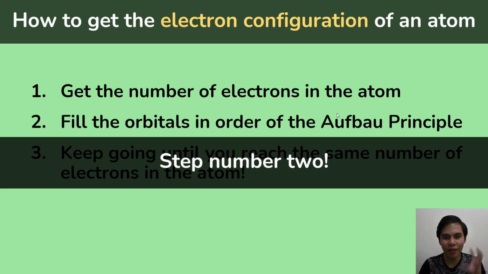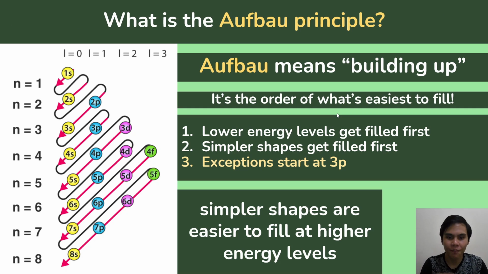Next step, once you have the number of electrons in the atom, is to fill the orbitals in order of the Aufbau principle. This sounds complicated, but this is easier with pictures. So what is the Aufbau principle? Aufbau is just a complicated term, a German term if I'm not mistaken, for building up. So it's a term for the principle by which we build up the electron configuration. It's the order of what's easiest to fill.